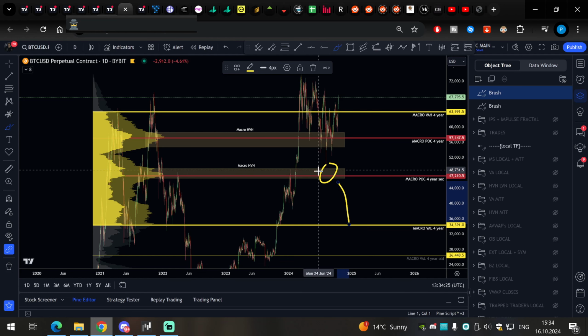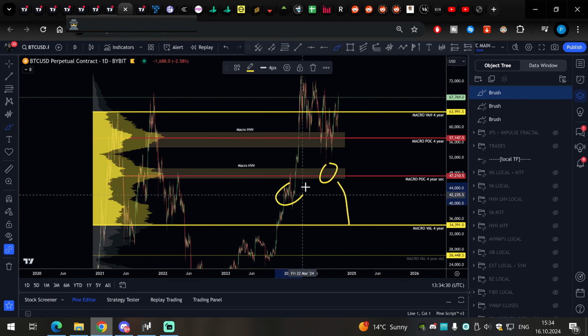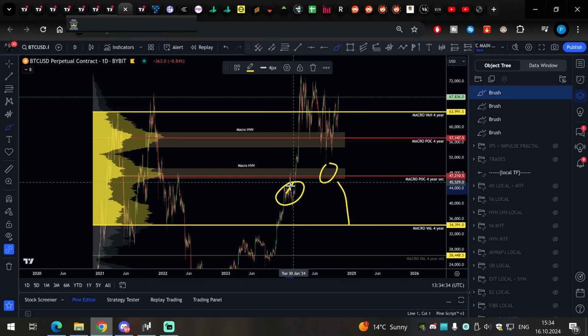In the future you really need to hold this area, because it's also low volume, like lower volume nodes here. Then you will be focusing to trade out of this range as well, but you need to be ready for this range rotation.